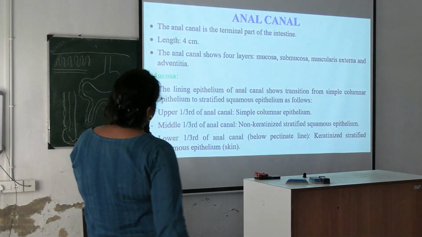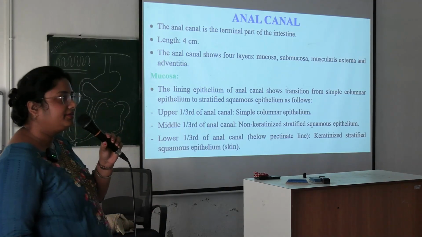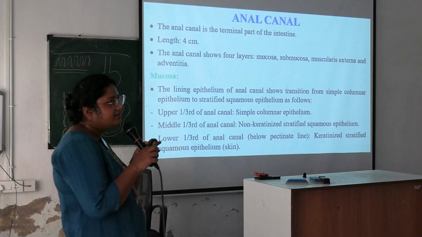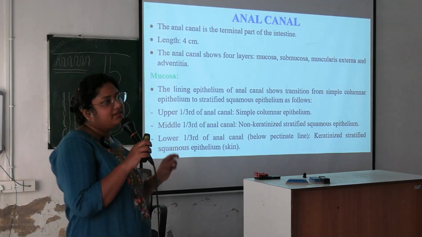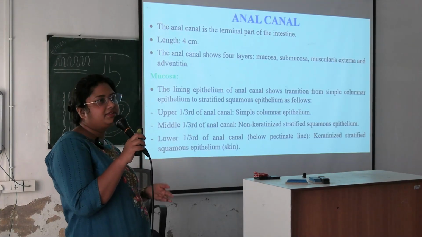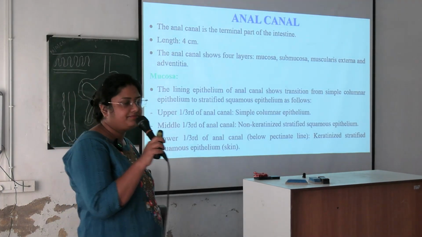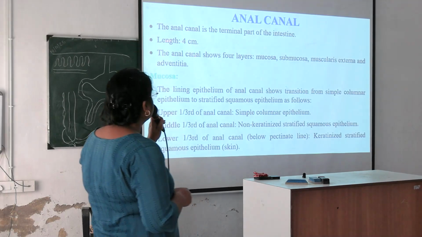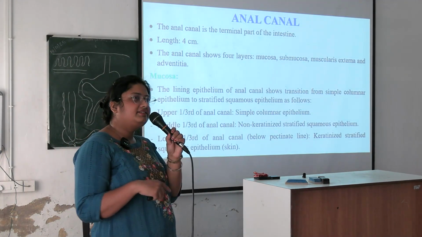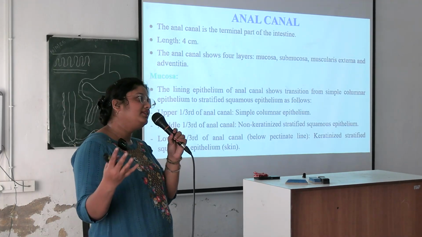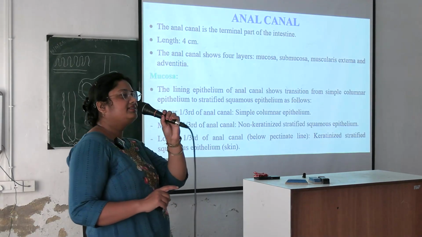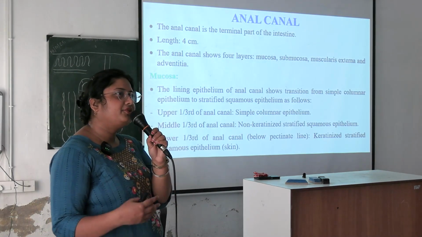Okay. Next we are going to the anal canal. So the anal canal is the terminal part of the intestine. Anal canal is important for your theory. We are dividing the anal canal into 3 parts according to their lining epithelium and other different features. The anal canal length is 4 cm and its clinical aspect is hemorrhoids, internal and external piles. Those are very frequently given theory questions. You have to know, and it is also important for your final year surgery. You will see patients of hemorrhoids.